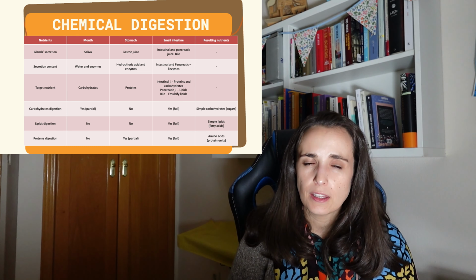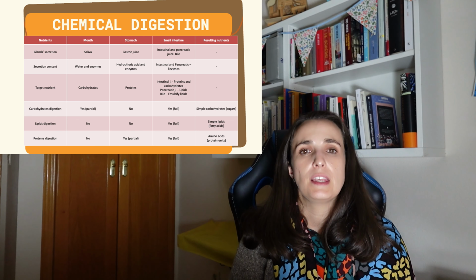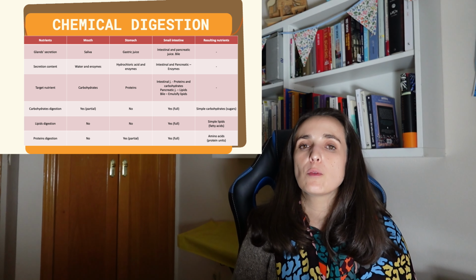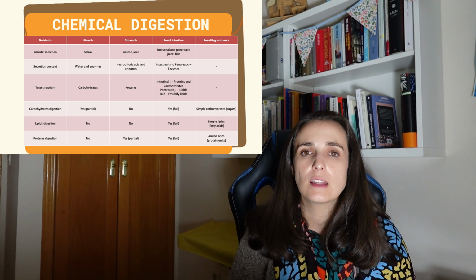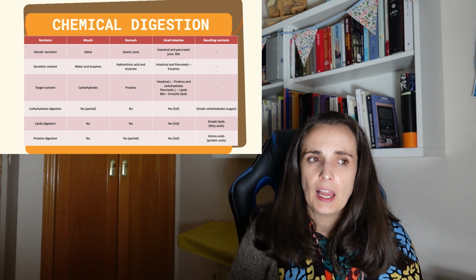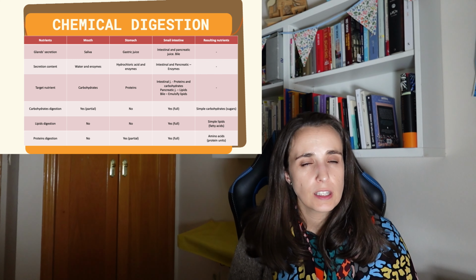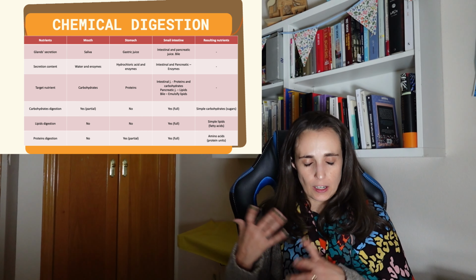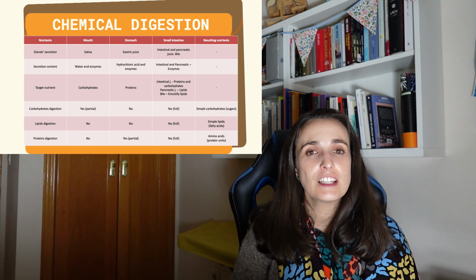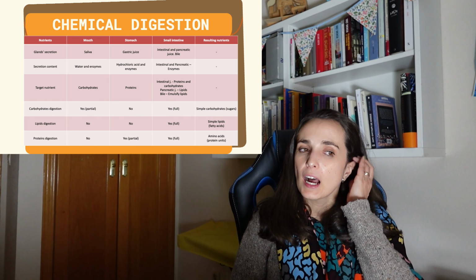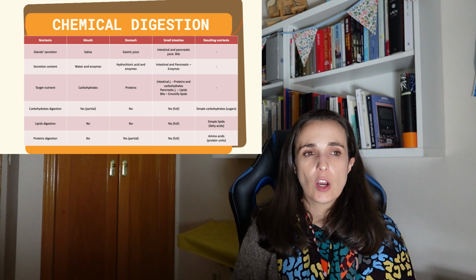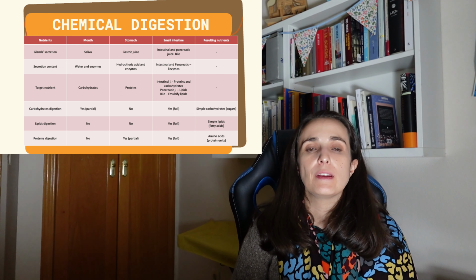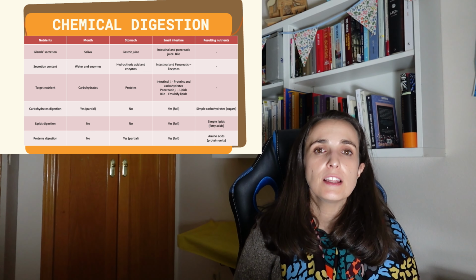So are carbohydrates digested in the mouth? Yes, but partially, not totally. They are not digested at all in the stomach, and they will finish the digestion in the small intestine. What about lipids? They are not digested, not even in the mouth, not even in the stomach. They will start and finish being digested in the small intestine. Okay, and the proteins are partially digested in the stomach, never in the mouth, and the digestion will be finished in the small intestine.